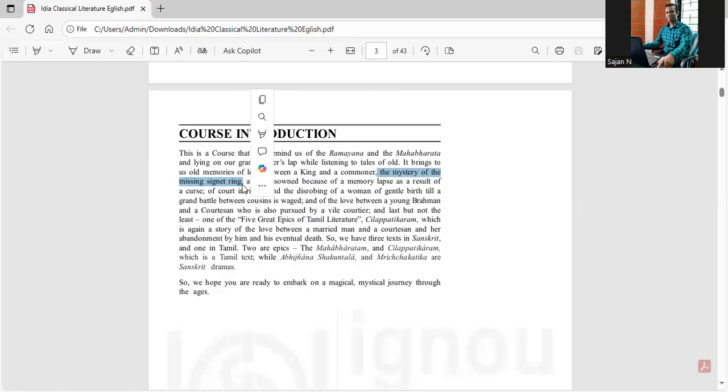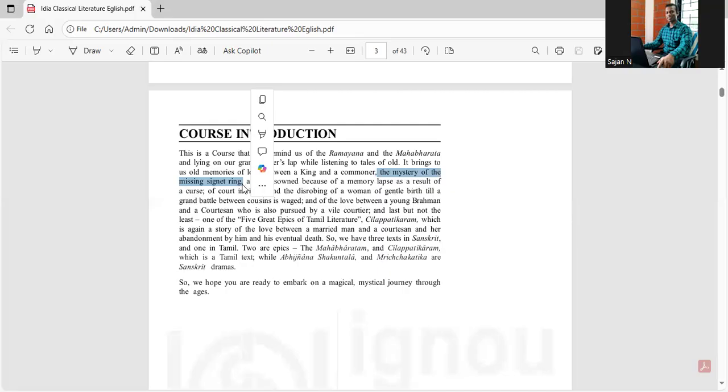In the story, when Shakuntala was going to the palace, on the way she lost her signet ring, and the king was not able to recognize her. It was not intentional, but he was not able to recognize her, and because of that, she had to come back to the hermitage, and she gave birth to Bharata.